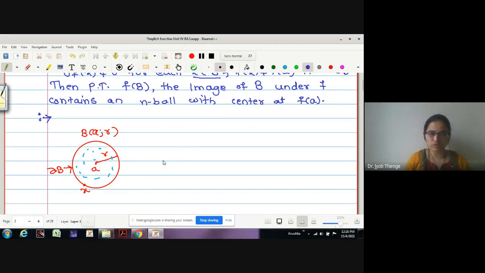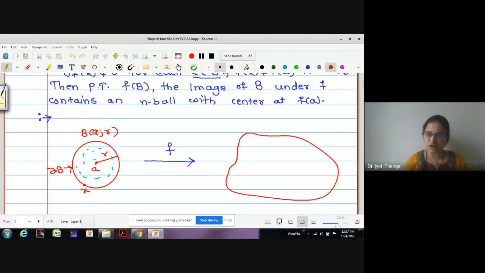Now we are going to apply a function f on this. What will be the f image of this open ball? We are not sure whether the f image of an open ball is an open ball. It may be of any shape. Therefore, let me draw one sketch of any shape, and let me write this is the f image of our open ball. Note that we are going from n-dimensional space to n-dimensional space. Now we want to prove that this image, f of B under f, contains an n-ball.